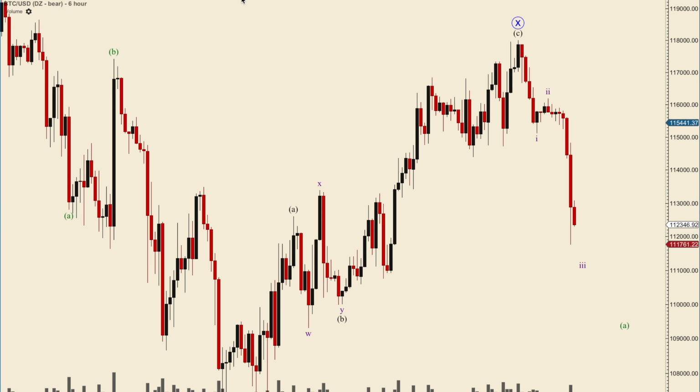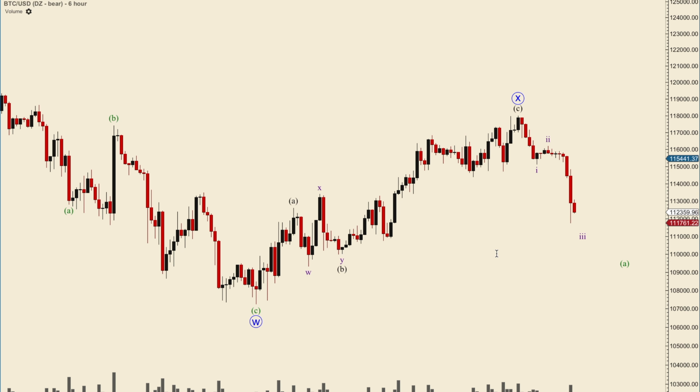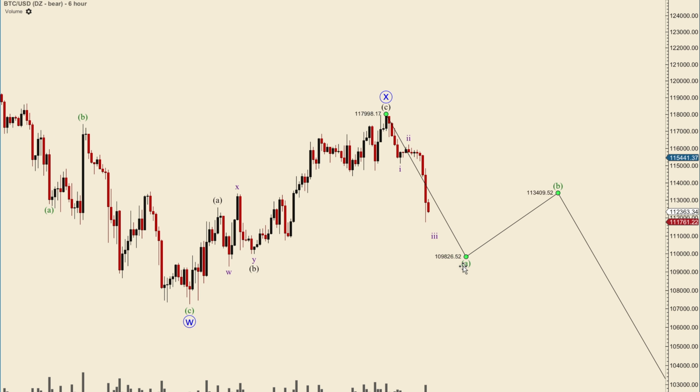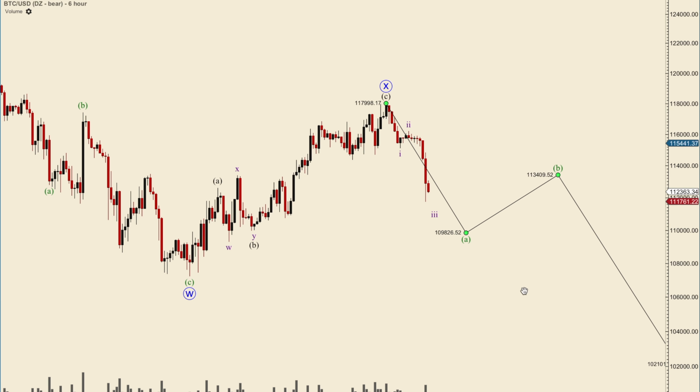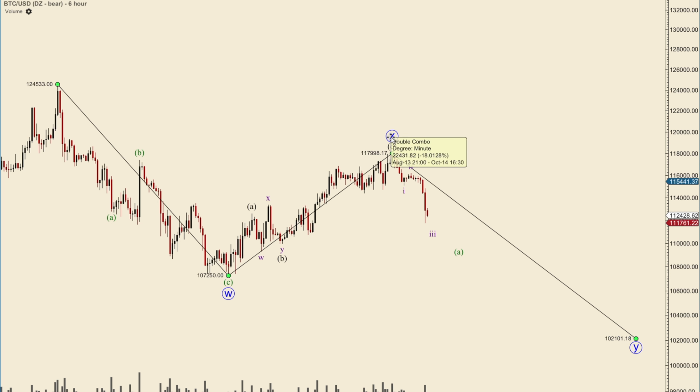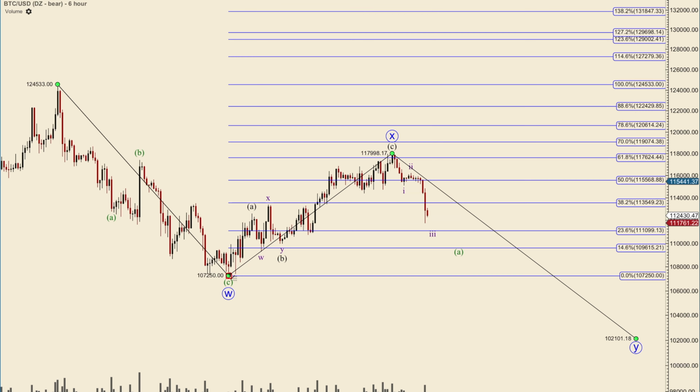We also have a double zigzag count like this, W, and here we are counting X as a finished correction. And now we are looking for an ABC zigzag down into a Y. So we have a double zigzag. Here we are looking for an impulse, 1, 2, 3, 4, 5. This is very much a possible scenario as well. And here we are not taking out the 70 fib, as I just mentioned, so it's just continuing down.